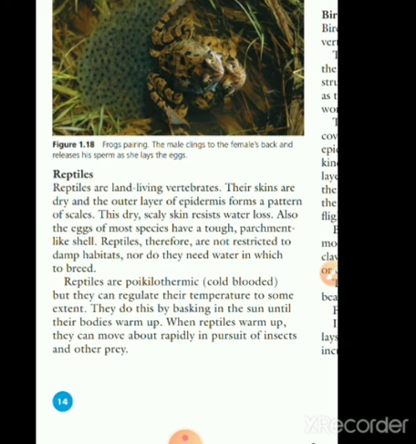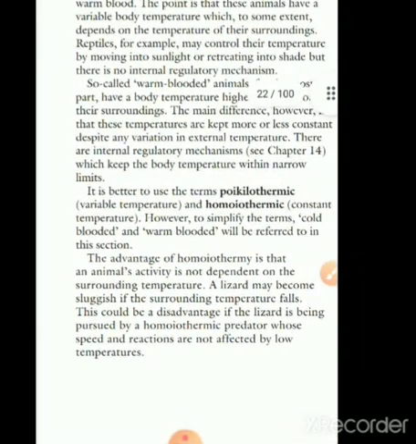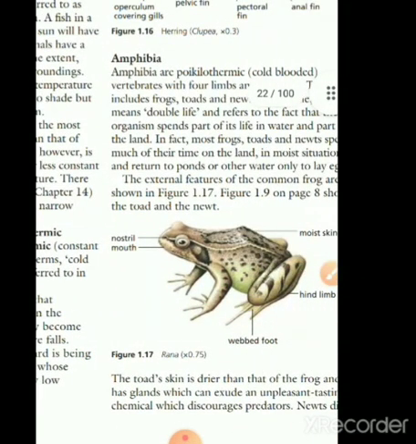Next, we learned about fishes. Fish and amphibians are both poikilothermic. They are cold-blooded and dependent upon their external temperature. We also learned that frogs have a moist body appearance, which aids them to divert the attention of their predators. So that's it till this point.